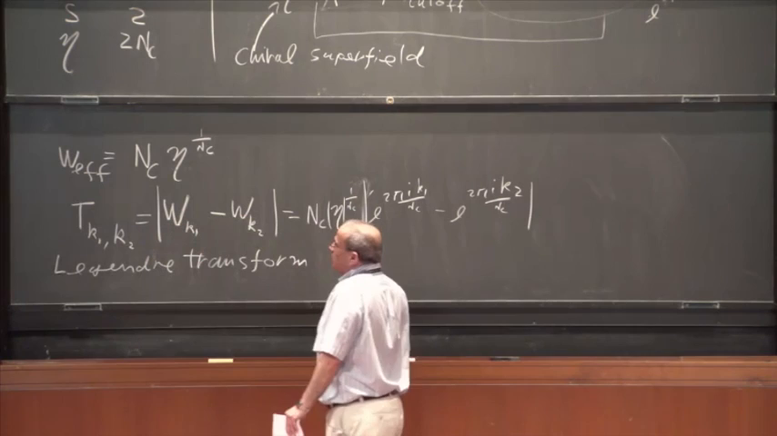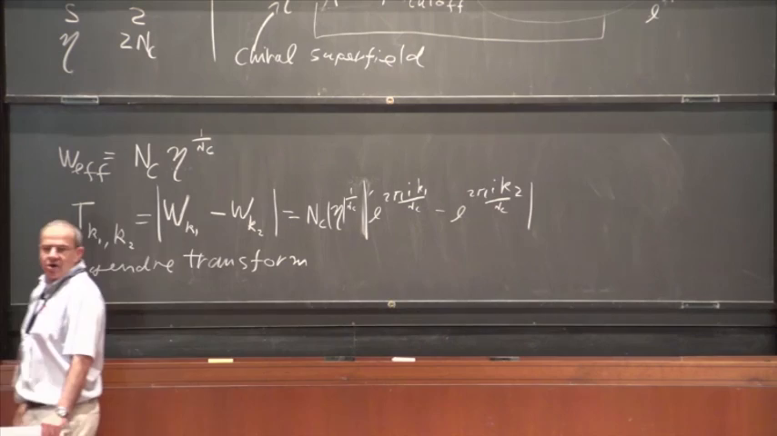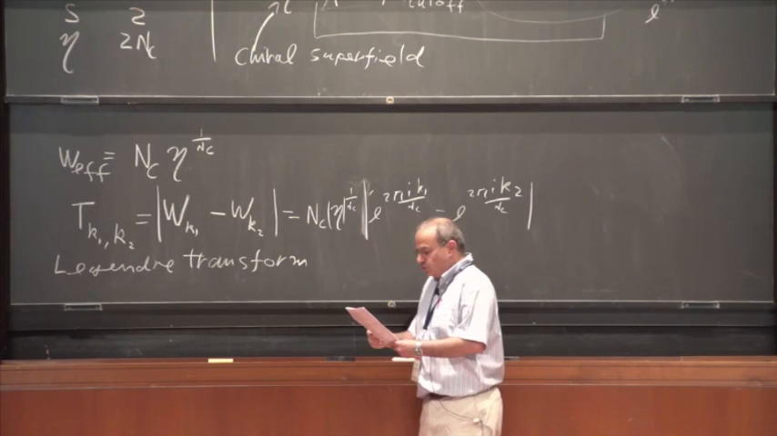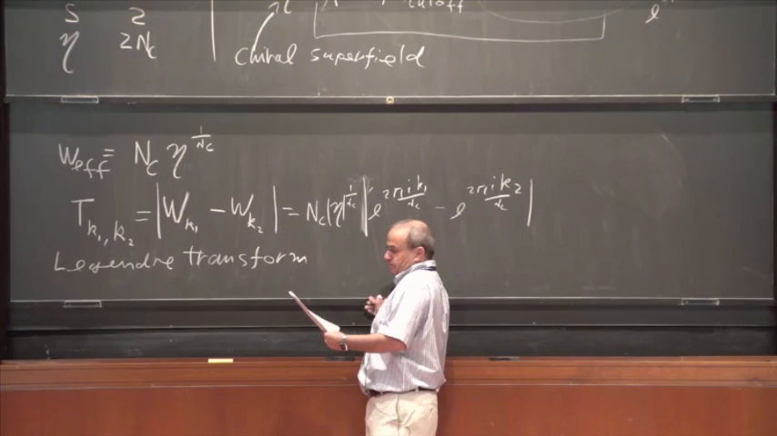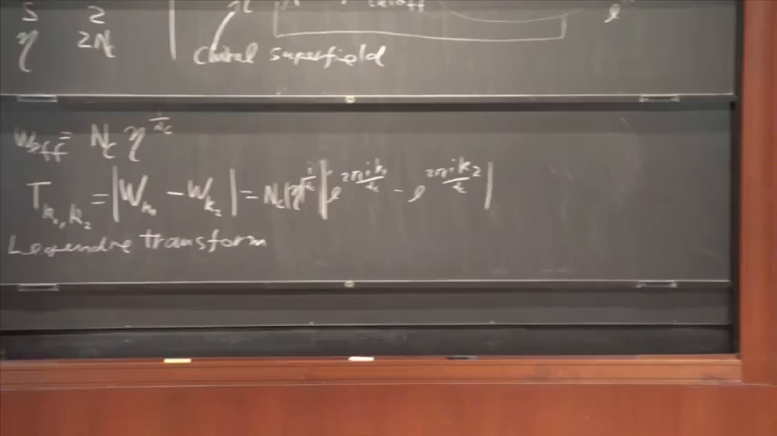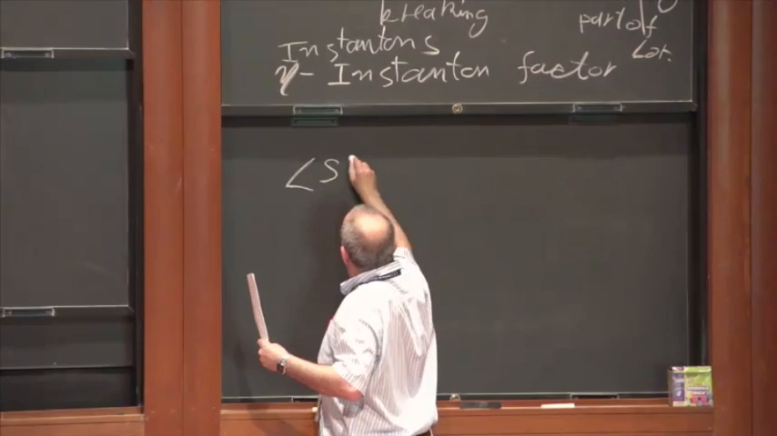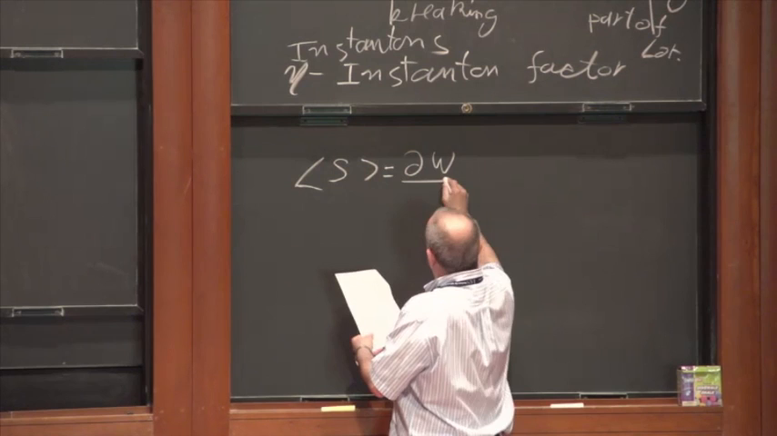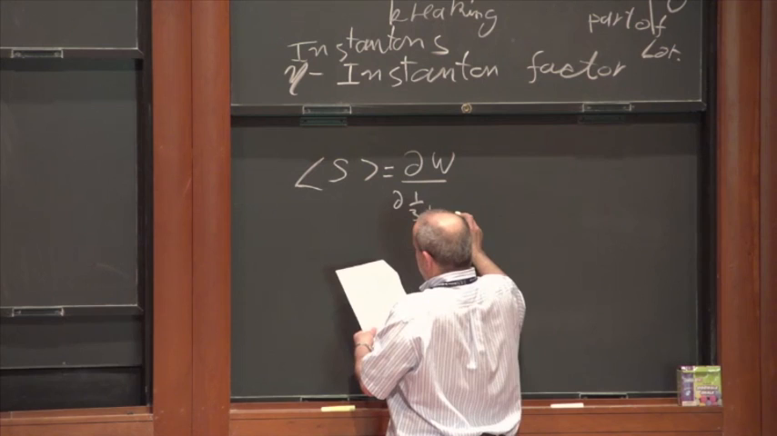Now, if we look at the Lagrangian, the coefficient of S is tau, and tau is roughly the logarithm of eta. So we should perform the Legendre transform with respect to log eta. And as we do that, we get two interesting quantities. First, S. The expectation value of S is the derivative of W with respect to the source, which is 1 over 3 NC log eta, log lambda, sorry.